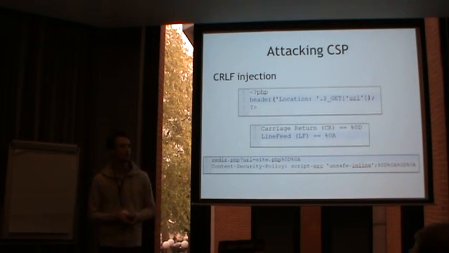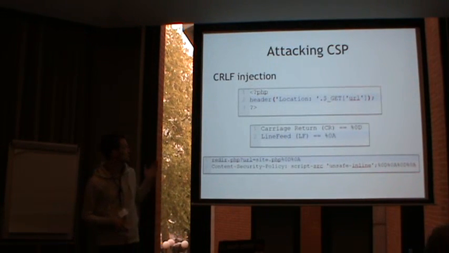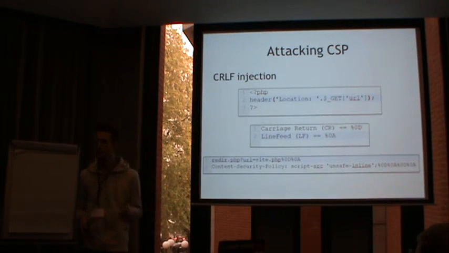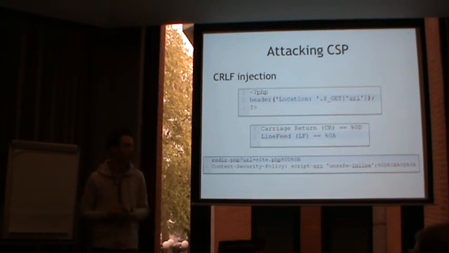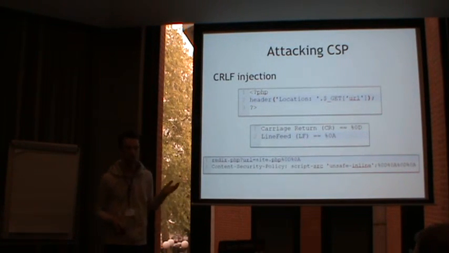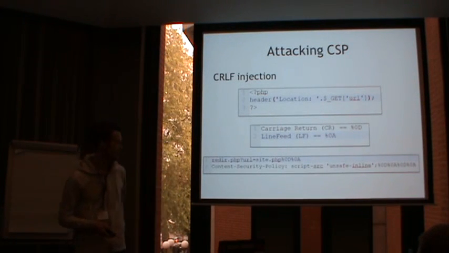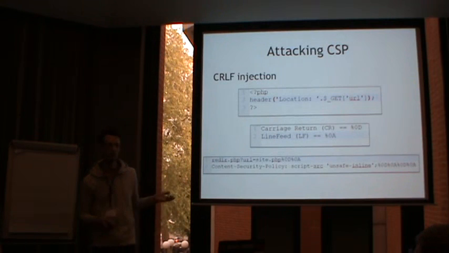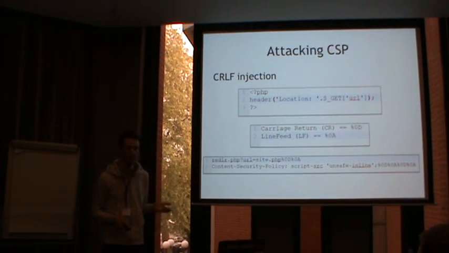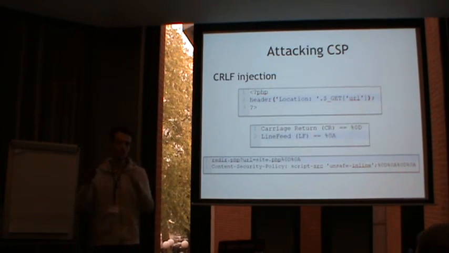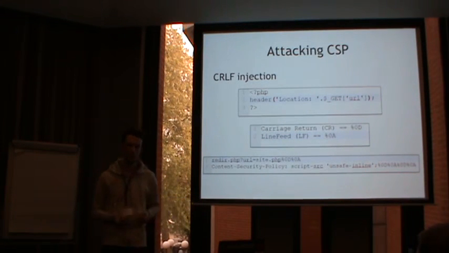Okay, let's get to the last part. Who here knows what CRLF injection or carriage return line feed injection is? Okay, thank you. Basically, what you have is a new line. It's the characters %0D, %0A, which tells you this is the end of the line, and now comes a new line.